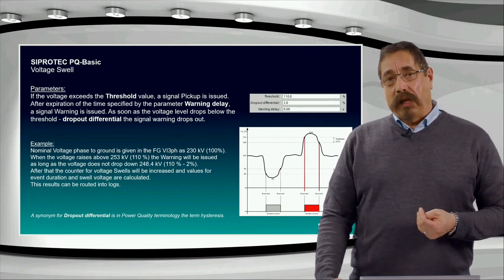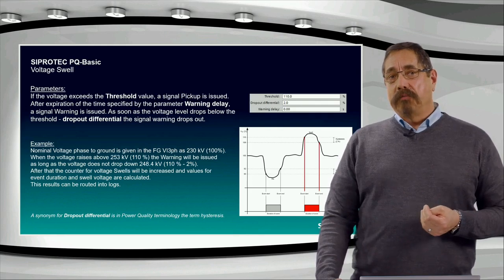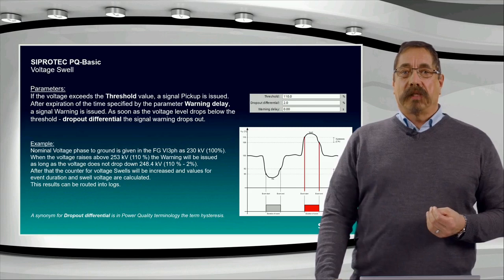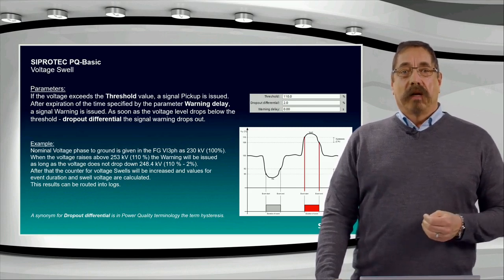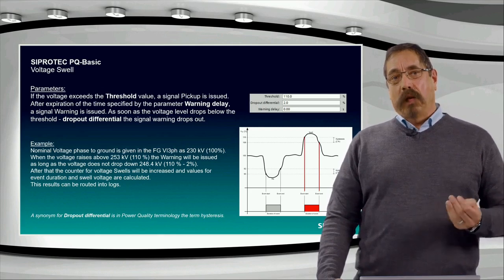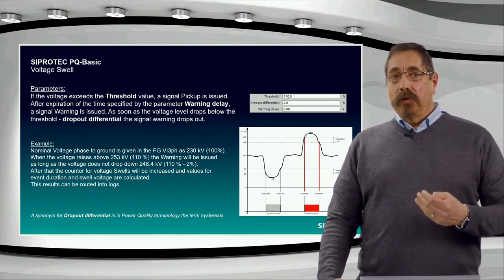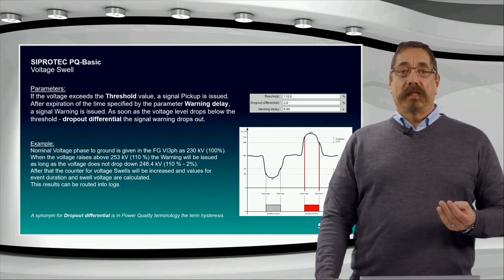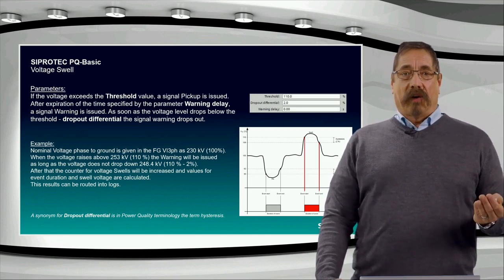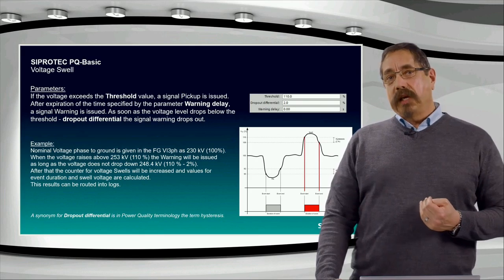The voltage swell follows the same algorithm and warning procedure. The only difference is that the swell event starts with 110% above nominal and ends when the signal drops below 110 minus 2. Dropout differential means 108% in our example, when the voltage level recovers below 248 kV.